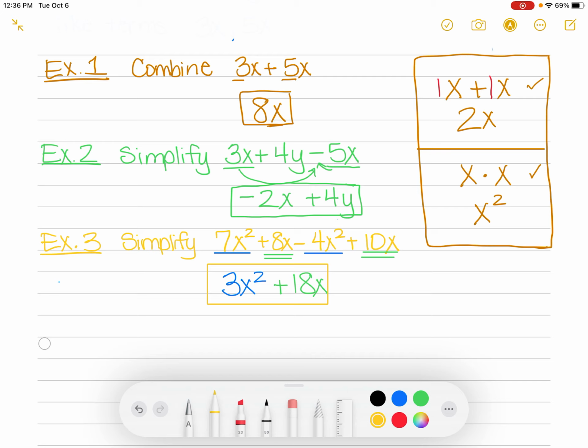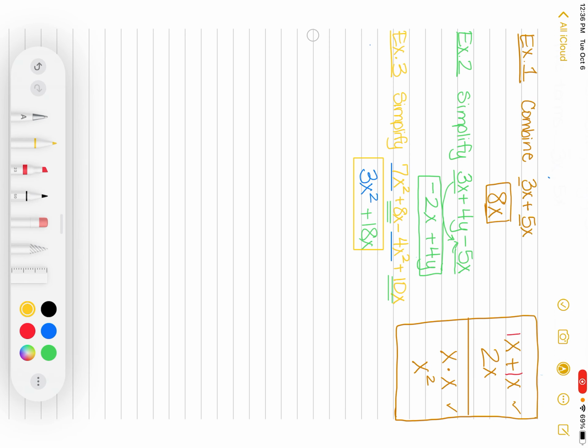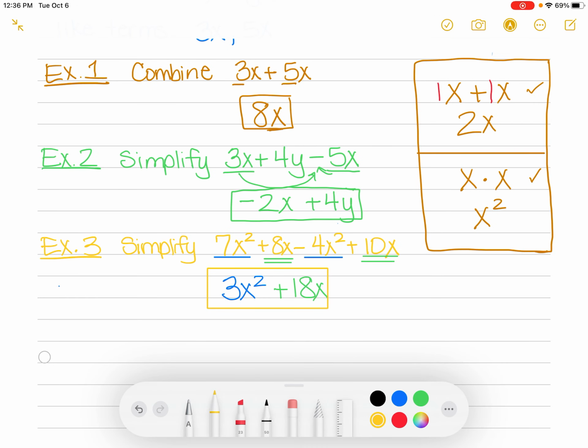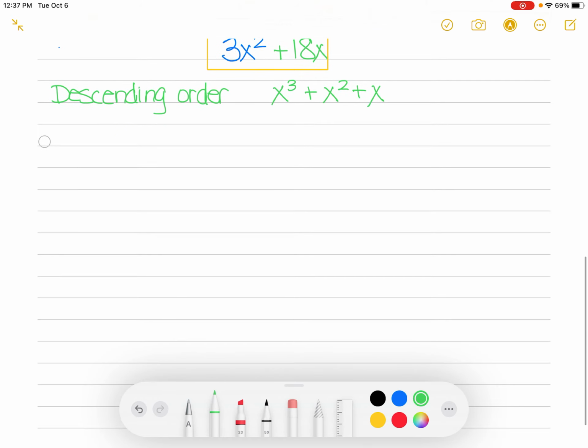Okay, let's talk a little bit about how I want your problems arranged, and that is in descending order. Descending order. That means that when you have exponents, you start with the biggest one. So you would go like x to the third, and then x squared, and then x. So that's why in the one above, I did the 3x squared first, and then the x. So make sure that when you're writing your answers out, that you put them in descending order.